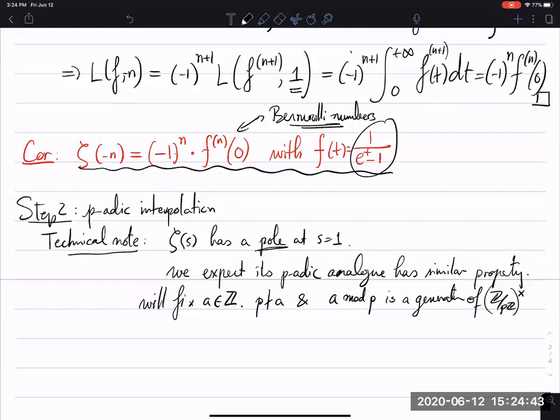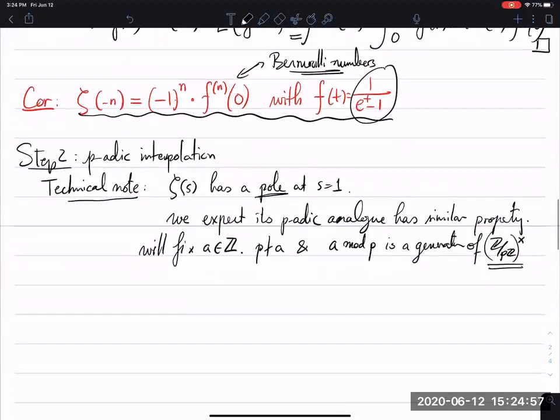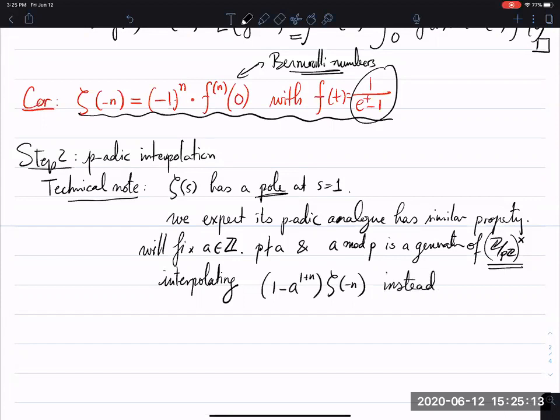Okay, I want to fix a primitive root. I want to fix a generator of this multiplicative group (Z/pZ)^×. This is just some technical issues. And instead of interpolating zeta values, I interpolate this number instead. This is a purely technical issue.